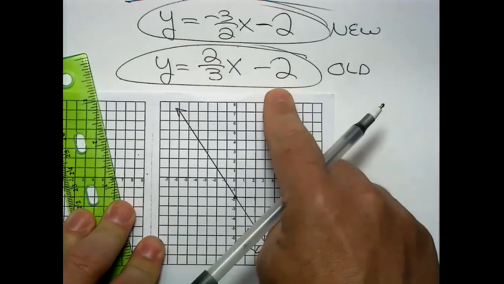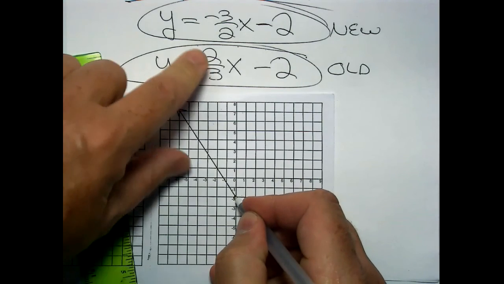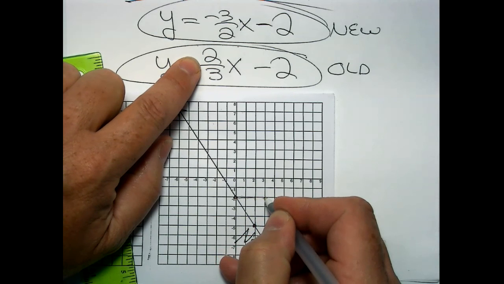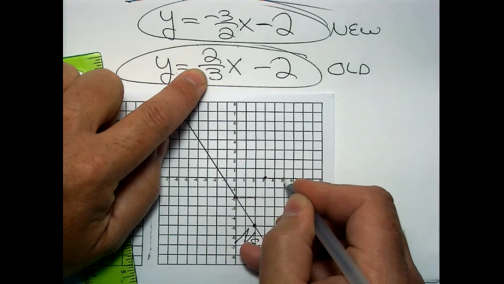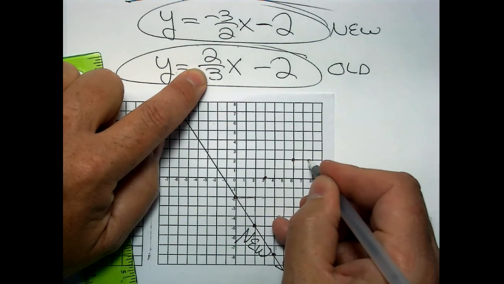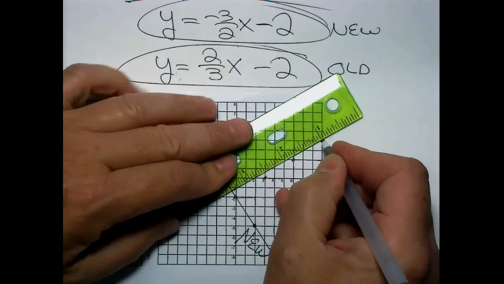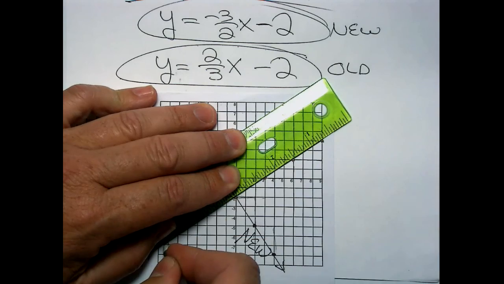Now the old line just happens to share the same y-intercept, but the instructions are to run over 1, 2, 3 units and to rise by 1, 2 units, place a point. Run over 1, 2, 3 units and rise by 2 units, place a point. Run over 1, 2, 3 units. You can do that as many times as you like. Connect the dots. So let's connect these very carefully.